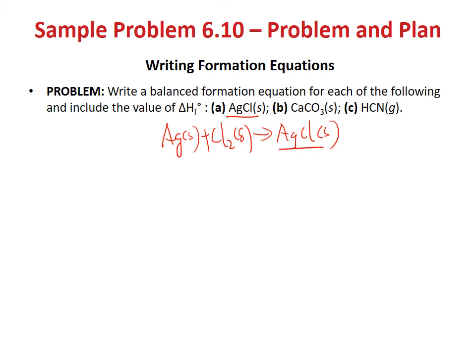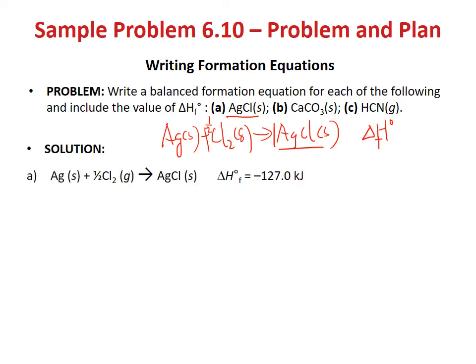That reaction refers to the formation of silver chloride, and we need to balance it and make sure it forms 1 mole of silver chloride. So silver is 1, chlorine should be half. The delta H, the standard formation enthalpy, can be found in the textbook, Appendix B. So here is the equation: silver plus half a chlorine molecule forms silver chloride solid, and the standard enthalpy of formation equals negative 127 kilojoules.